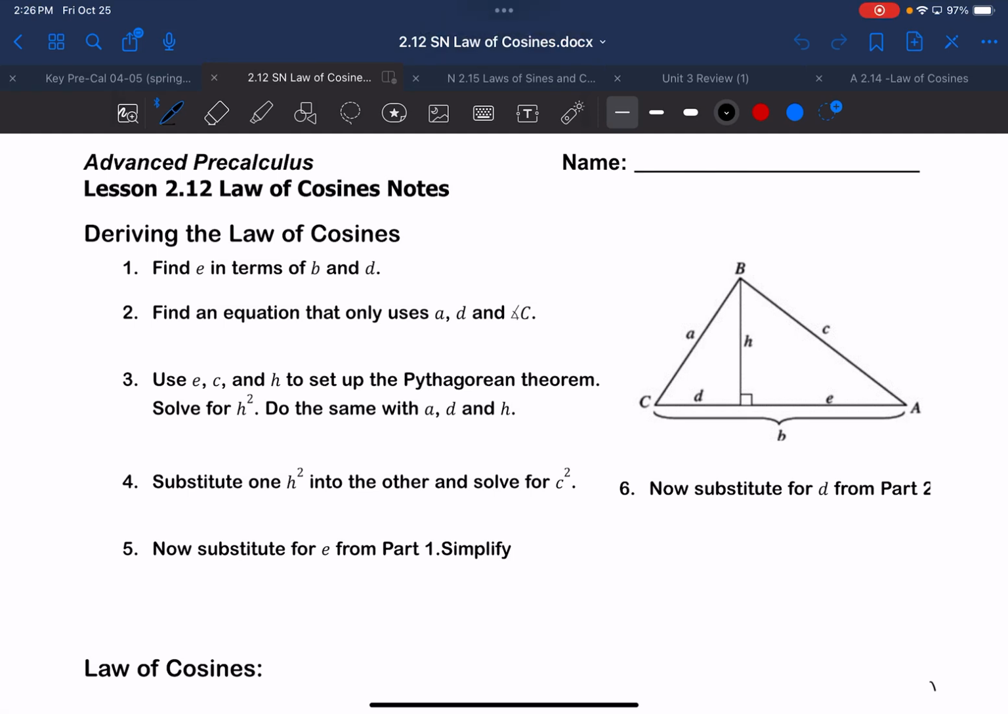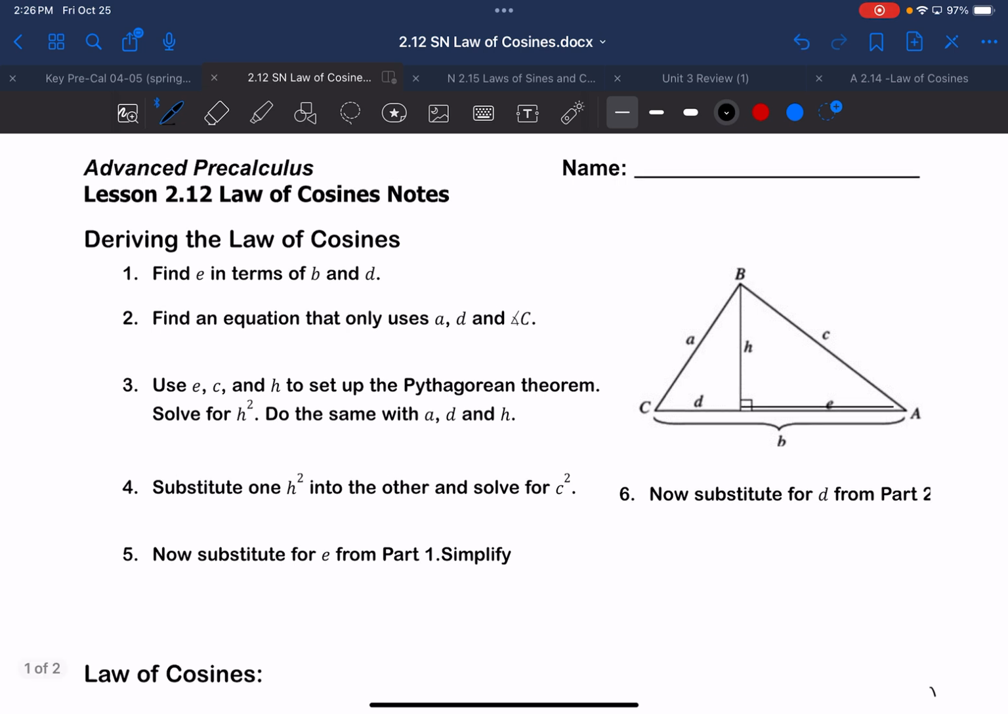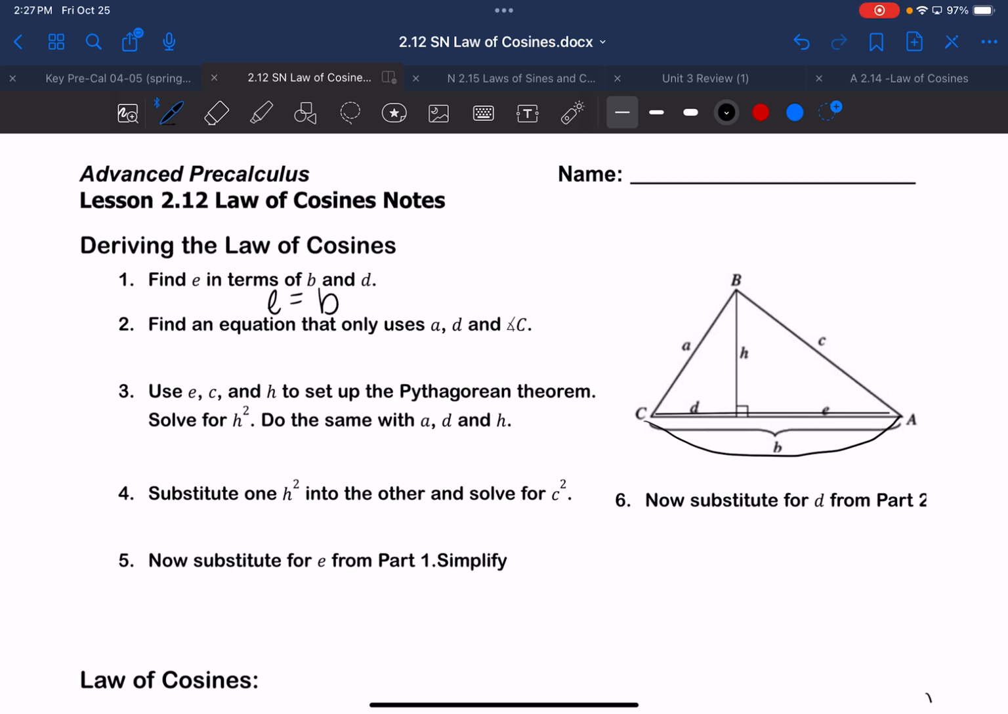Number 1, it says to find E in terms of B and D. Well, E is this piece right here, and then B is the entire bottom, and D is this piece right here. So they're asking, what could I say that E is using only B and D? So what could we say E is using only the letters B and D? B minus D. Yeah, since B is the entire bottom, if we subtract out part D, that leaves us with part E. Very good.